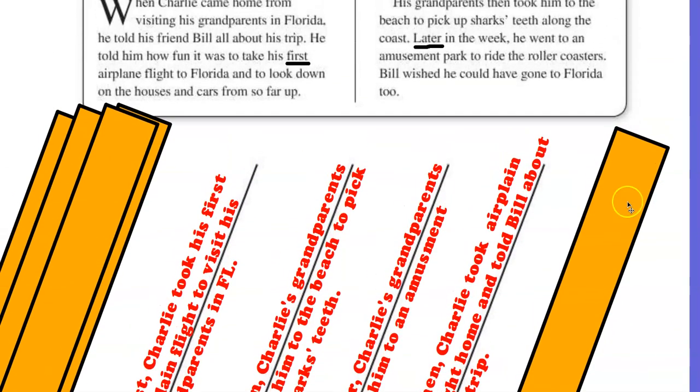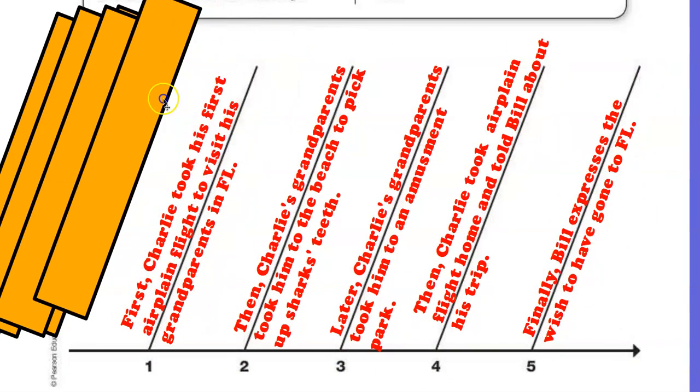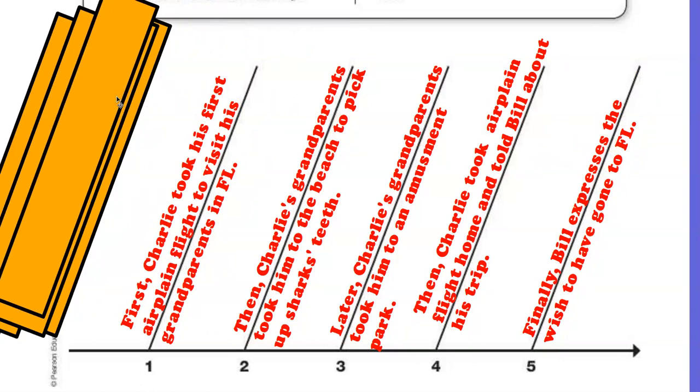Towards the end of the story, you can see that Bill has a want to have gone on the trip to Florida. And that can only happen after Charlie takes the flight and retells the entire story to his friend Bill. That's how we take a story that may be out of sequence or out of order and put it back into order to help us understand a story better.